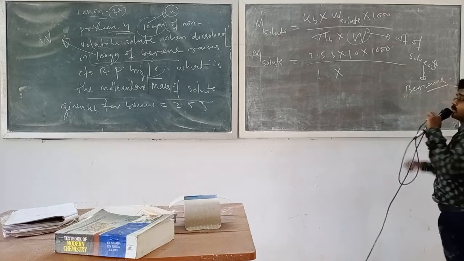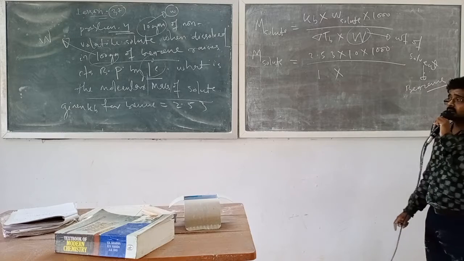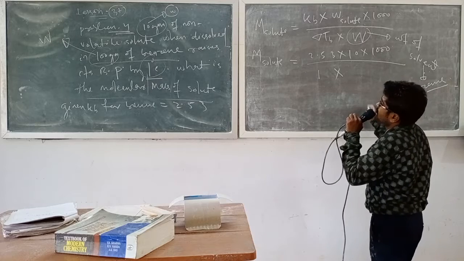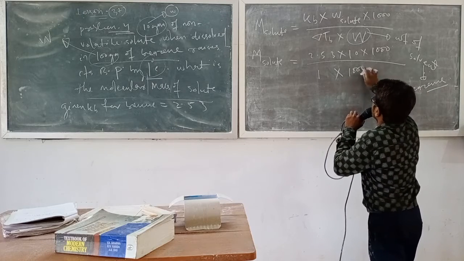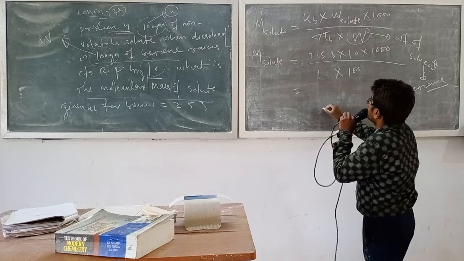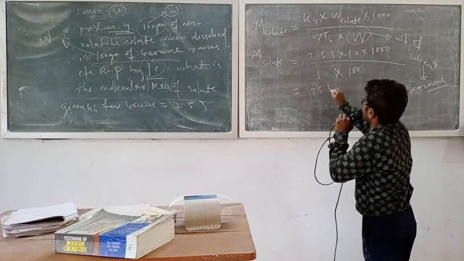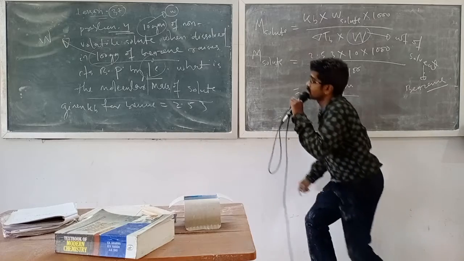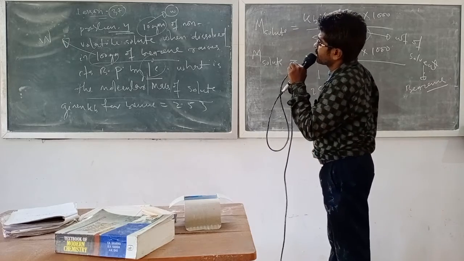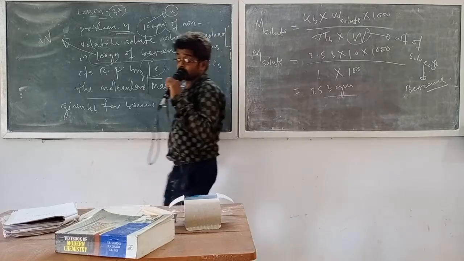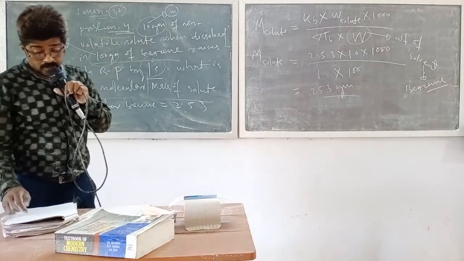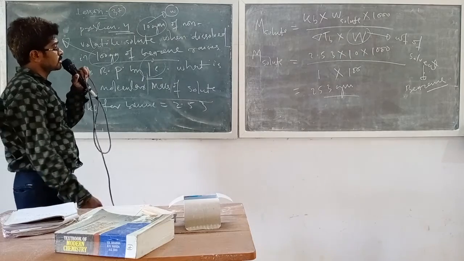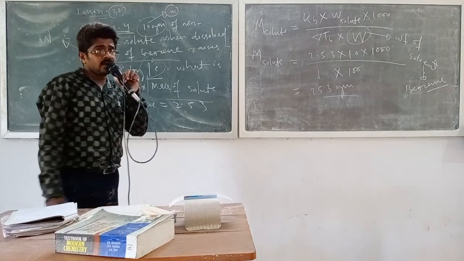Generally the solvent may be water, but according to the question here the solvent is benzene. Its weight is equal to 100 grams. This gives 253 grams. So the molecular mass of the solute is how much? The question asks what is the molecular mass of the solute. So the molecular mass of the solute is 253 grams. Okay.